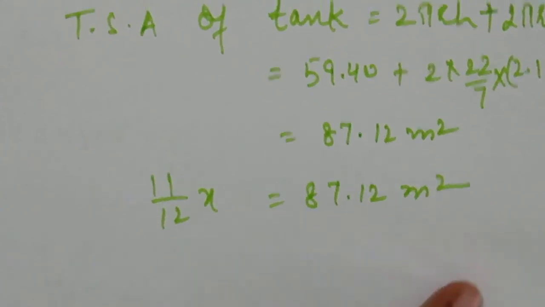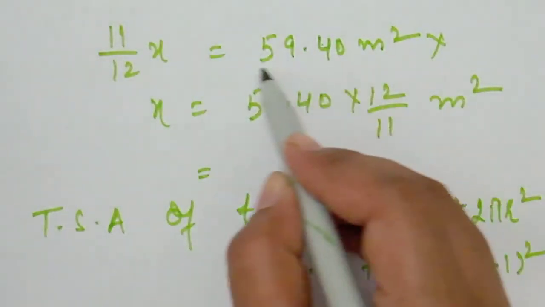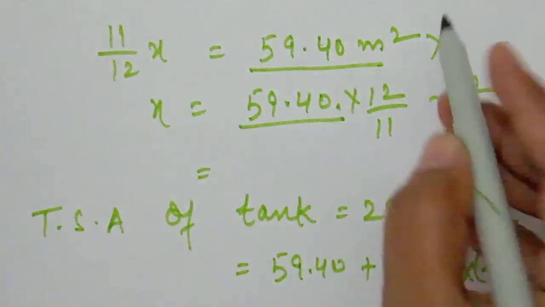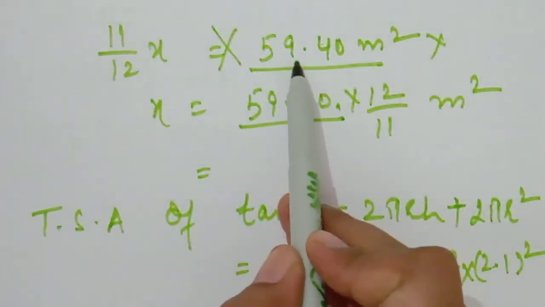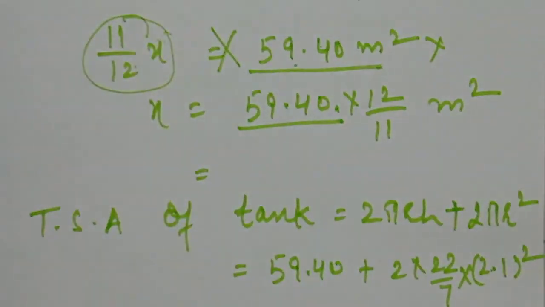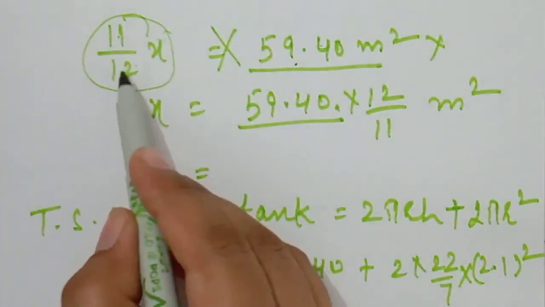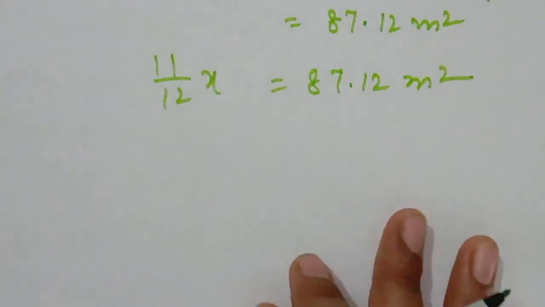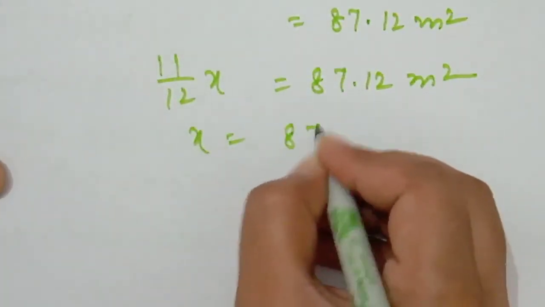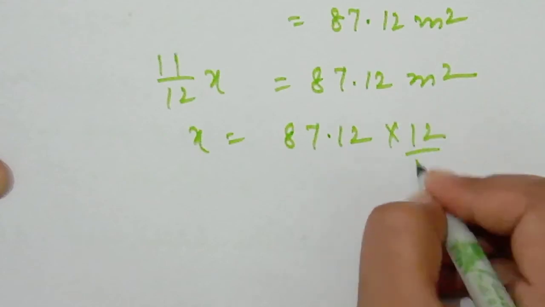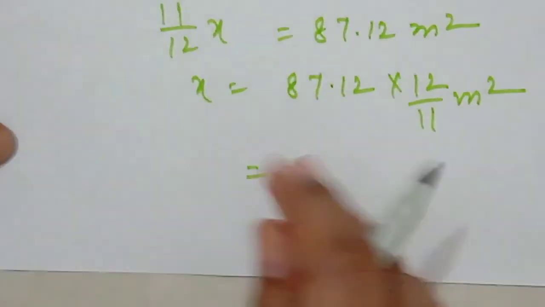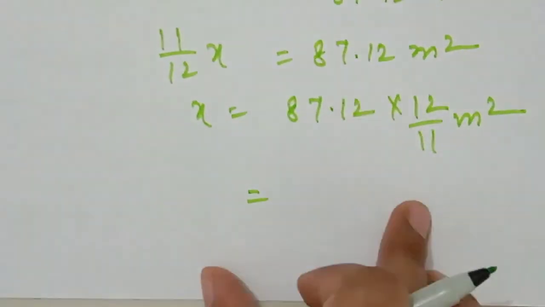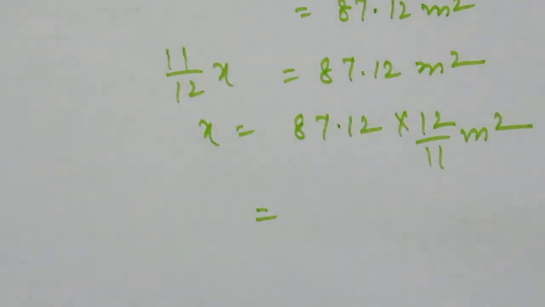That is not correct, because it is only the curved surface area. It is only the curved surface area, and this is part of the total surface area of the tank. 11 by 12 x of the steel is used in making the total tank, which has the upper part as well as the lower part also. So when we solve and find the answer of this calculation, this much meter square of steel is what we bought from the market.